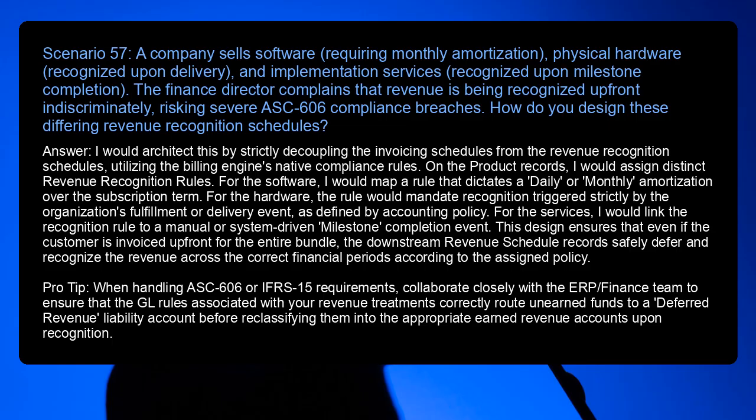Pro tip: when handling ASC 606 or IFRS 15 requirements, collaborate closely with the ERP or finance team to ensure that the GL rules associated with your revenue treatments correctly route unearned funds to a deferred revenue liability account, before reclassifying them into the appropriate earned revenue accounts upon recognition.